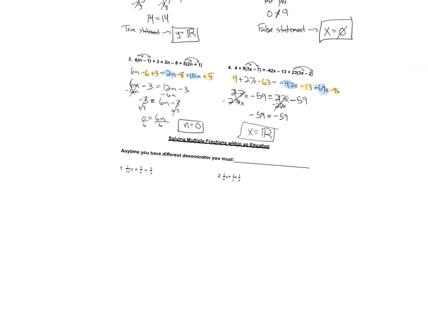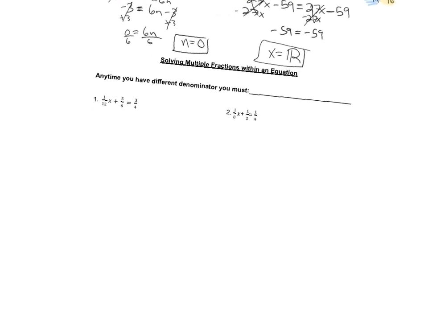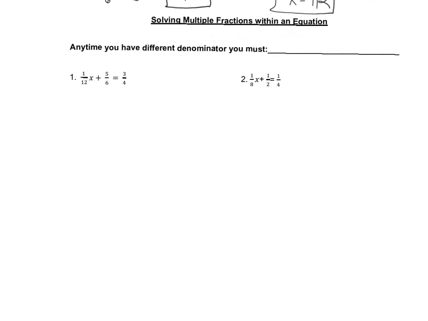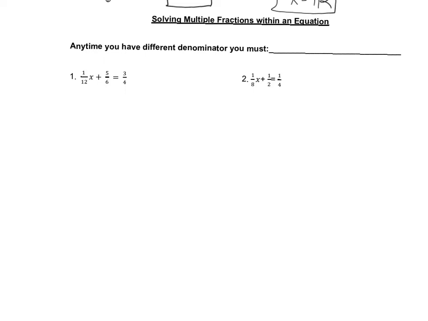So let's take a look now at anytime that we have different denominators. On that first page, we had just one denominator. Down here, we have different denominators. So I'm going to encourage you to go ahead and kill the fraction, and we'll talk about how to do that.